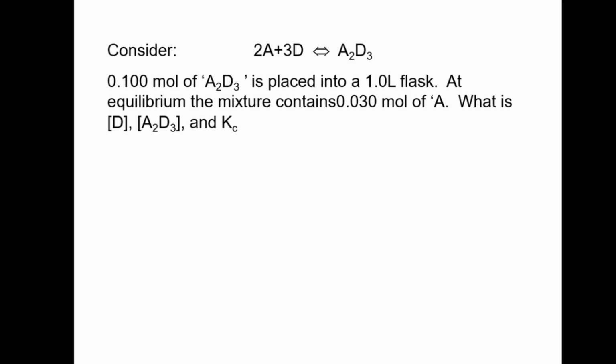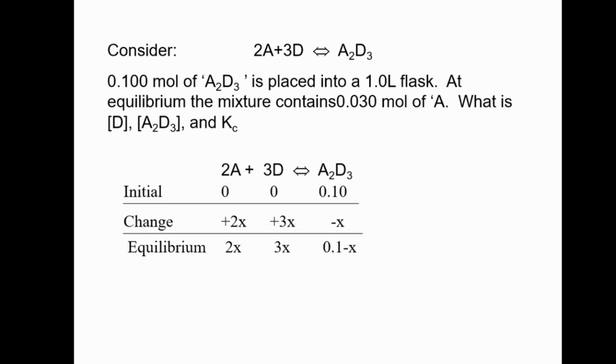So the other day I said we can approach equilibrium from either side. So here's a reaction. And now we're going to start by adding what we would consider to be product. 0.100 moles of A2D3 is placed into a 1 liter flask. At equilibrium, the mixture contains 0.03 moles of A. What are the concentrations of everything else, and what is the equilibrium constant? So the first thing I like to do is write down the equation, and underneath each species build this thing called the ICE table.